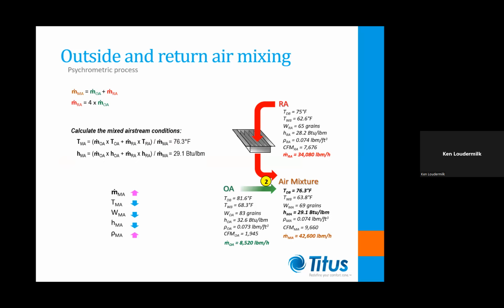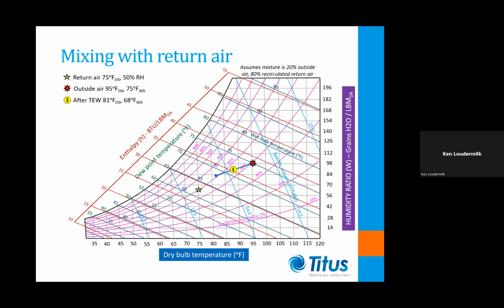Again, the pink and blue arrows indicate increases and decreases respectively in each of the outdoor air parameters following the mixing process. Now let's plot the effect of mixing on our psych chart. This process is depicted as the diagonal line associated with the label 2. Conditions after the mixing occurs are accordingly determined to be 76.3 degree dry bulb and 63.8 degree wet bulb.